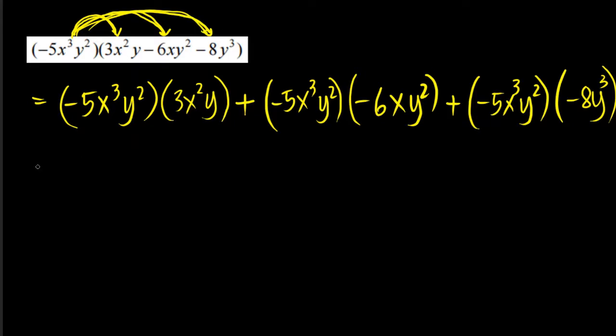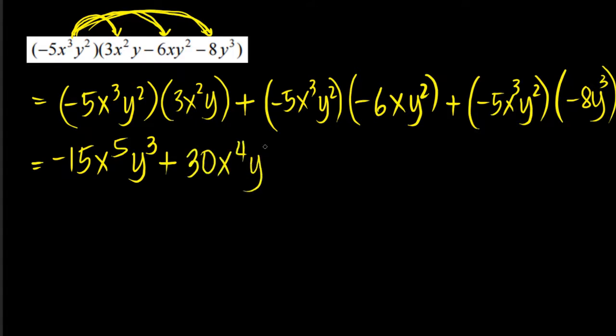Okay. So, let's simplify. We have negative 5 and 3, negative 15x to the 5th y cubed. Okay? Next, we have negative and negative, so ma-positive man. 5 and 6 is 30, x to the 4th, y to the 4th. Next, we have negative and negative man, so positive 40, x cubed, y to the 5th. Checking our x because siya ang priority. We have x to the 5th, 4th, to the 3rd.